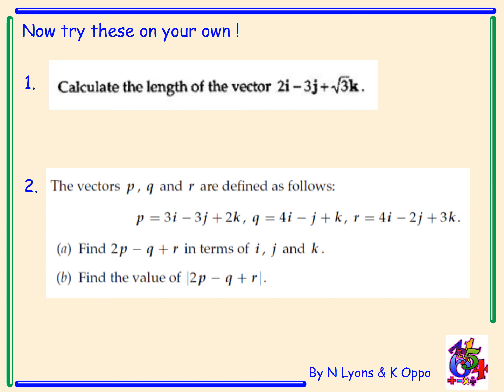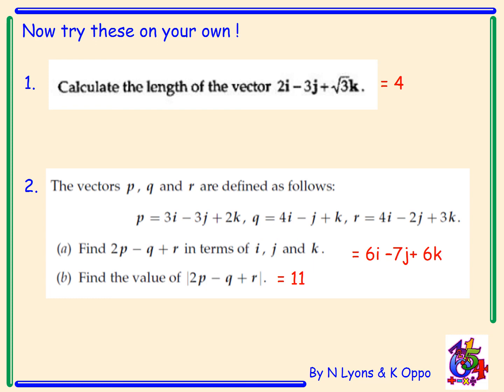Right, I hope you're ready to mark. Let's have a look at the answers. The answer to question number 1 is the magnitude, the length of the vector, equals 4. And for question 2, for part A, the vector equals 6i minus 7j plus 6k. And the magnitude of that vector is 11. So how did you get on?